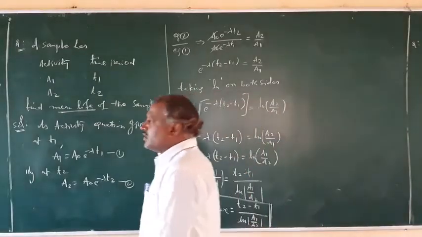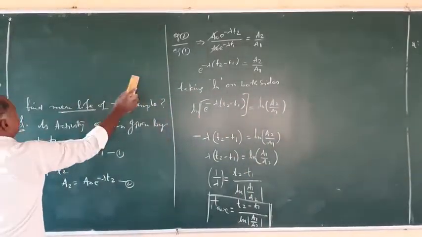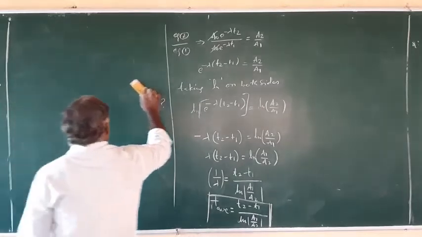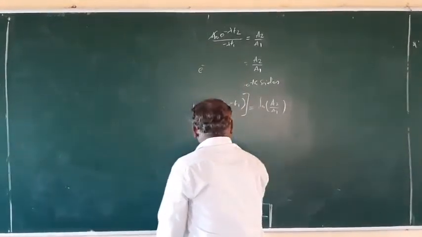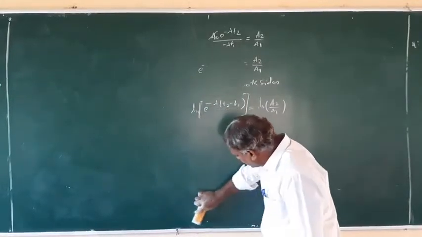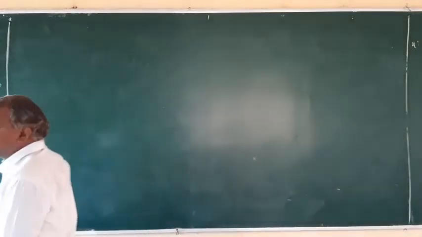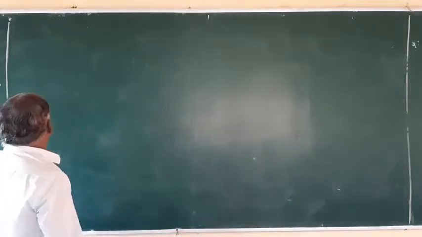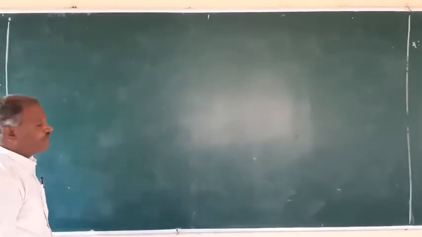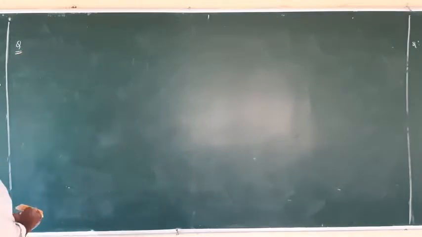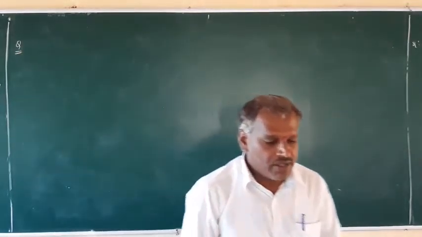Okay, now we will go for one more question. I am just reading the question: a radioactive sample can be decayed in two different processes. The half-life of the first process is T1 and the half-life of the second process is T2. Then find the effective half-life of the sample. So what is given?